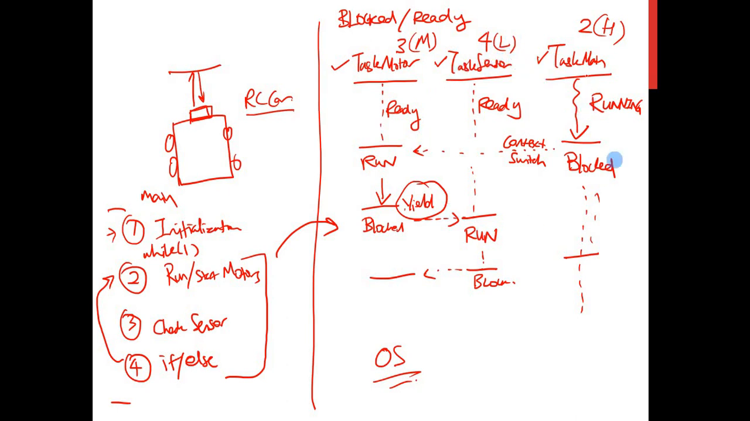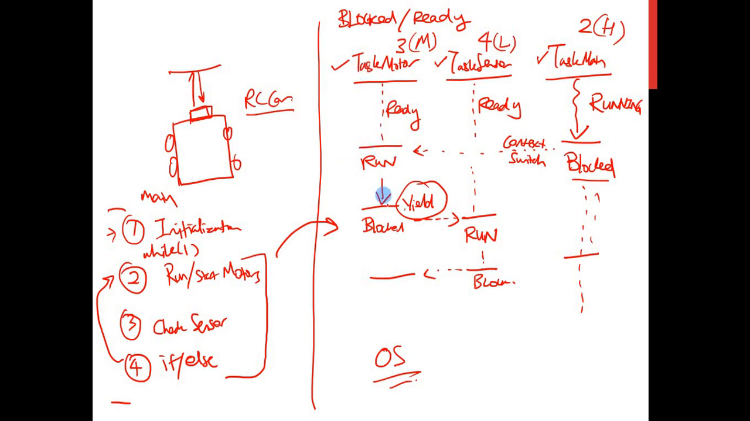And how I would design something like this would be, for example, once the main task starts to run, I probably do some initialization of the system, and once that is done, I put myself into a block mode so that I allow the next higher priority task to run. When I put myself into a block state, the OS will allow the next higher priority task to run, which in this case is task motor, and task motor will run.